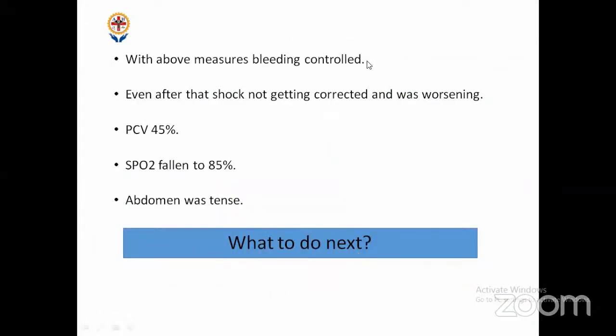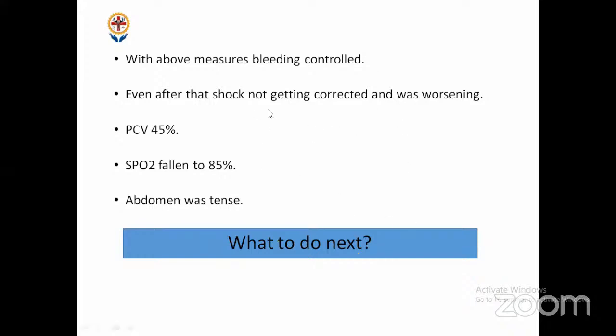So with the above measures, bleeding is controlled, but shock is not getting corrected and is worsening. Now the PCV is 45. SpO2 is falling, even on the ventilator with high settings. Sir, when will we remove the posterior nasal packing? Once you feel that the child's PCV is maintaining very well, the coagulopathy is reasonably corrected, and the child is out of shock, at least 24 hours. After 24 hours, I'll release and see. Okay, sir.